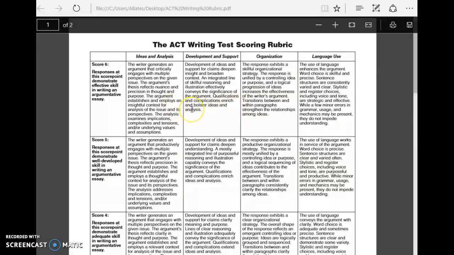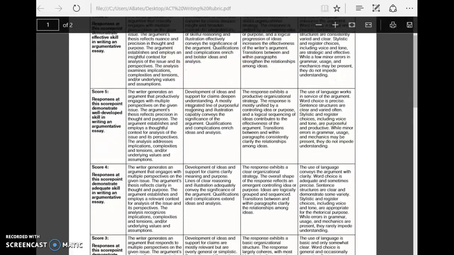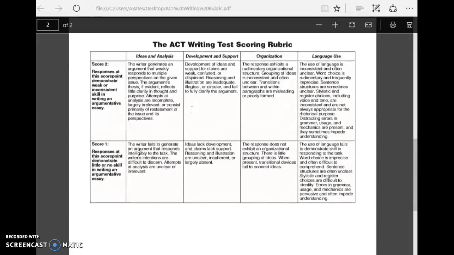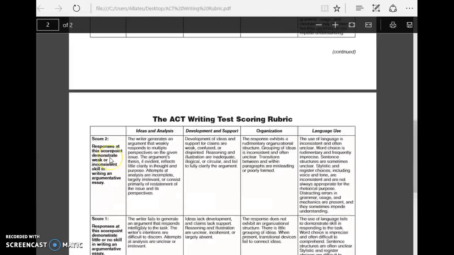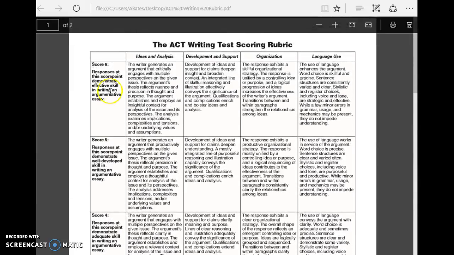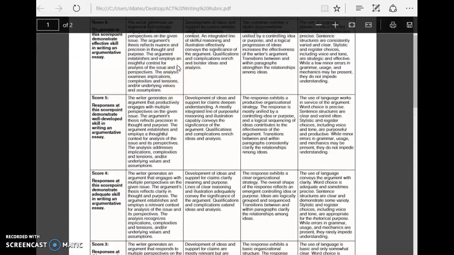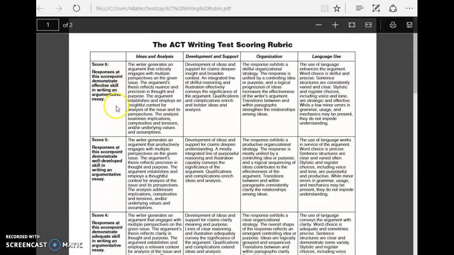Before I do that, though, I just want to take a look at what the range is. So you're scored, this is a two-pager, between a 1 and a 6, okay? So a 1 being the lowest, 6 being the highest, right? So we kind of want to shoot for the 6 here. Let's start off with looking at the categories, and let's look at the best that you can turn in.